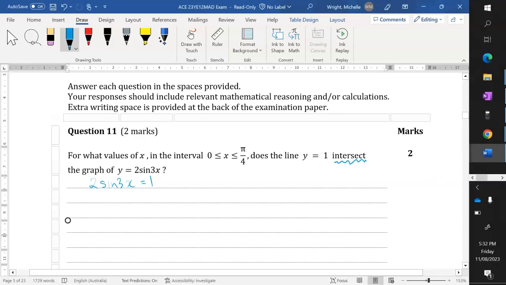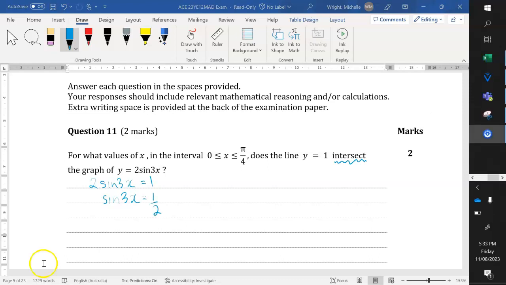So where does 2 sine 3x equal 1? Well, there's a 2 in the front of there, so let's get rid of that. So where does sine 3x equal 1/2? Okay, so what we have up here is our interval that we're looking at for x, and x is between 0 and pi on 4. If you're not happy with pi on 4, that's 45 degrees, so we're in that first quadrant.